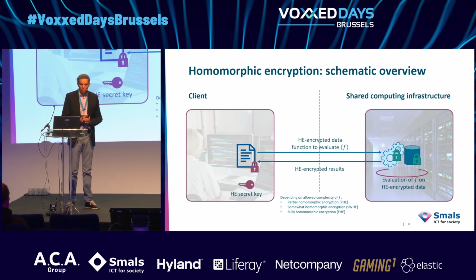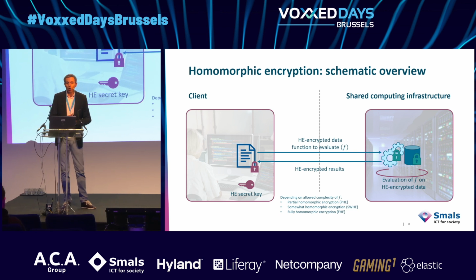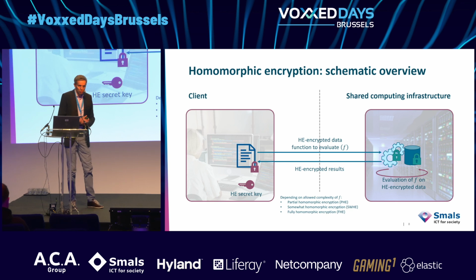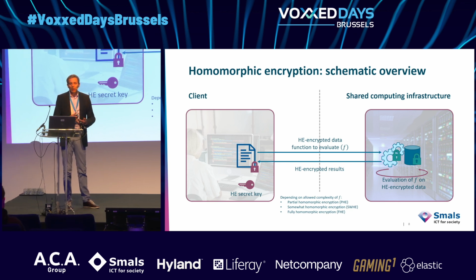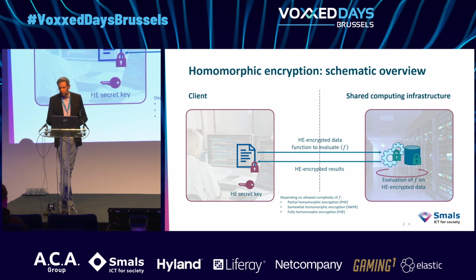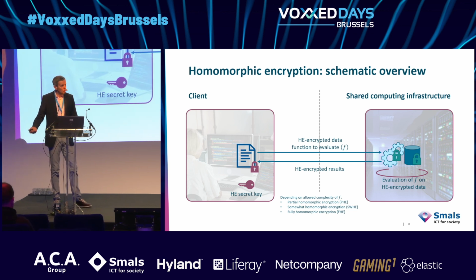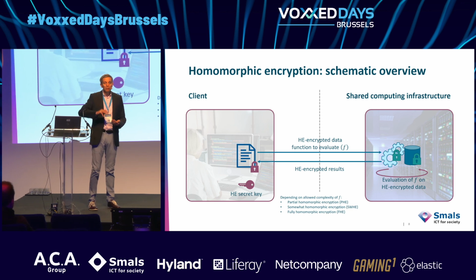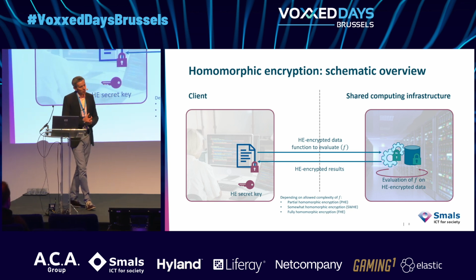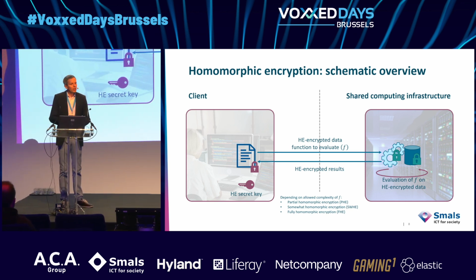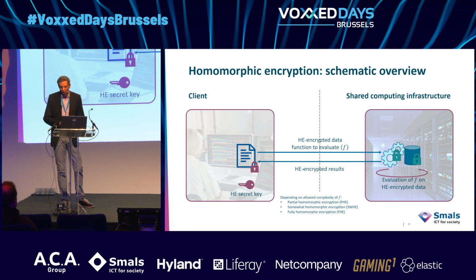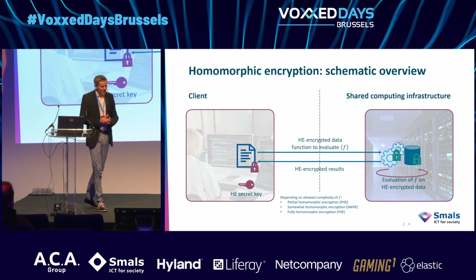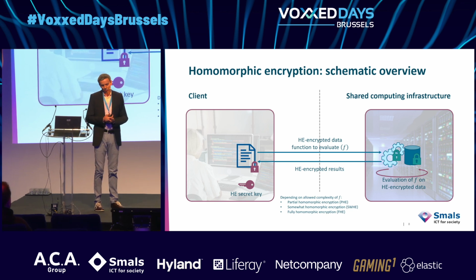Now, there are different types of function that we could apply for that computation, and based on the complexity of this function, we talk about different types of homomorphic encryption. With partial homomorphic encryption, we can do a series of additions and subtractions on the data. With fully homomorphic encryption, in addition, we can do multiplication and division on the data. And in between, with somewhat homomorphic encryption, we can do a limited number of multiplications and divisions in addition to the addition and subtraction.